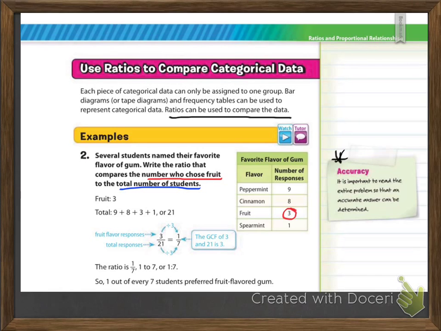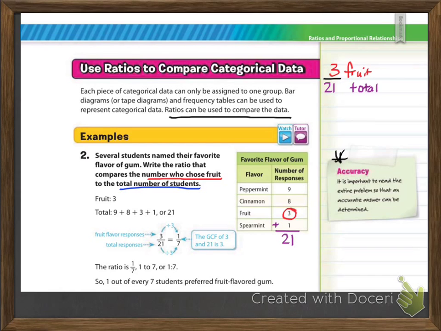So up here in this top right corner, that's where we're going to show some of our work. So as you can see, we have 3 that chose fruit. We know that, and we know that it has to be on top because the question put it first. So now it says to the total number of students. For the total number of students, we need to add all the students together. So I usually just put a line right underneath it and I start adding from there. 9 plus 1 is 10, plus 8 is 18, 19, 20, 21. So you have a total number of students of 21. So let's go ahead and put that 21 total students right here, and then let's work from there.